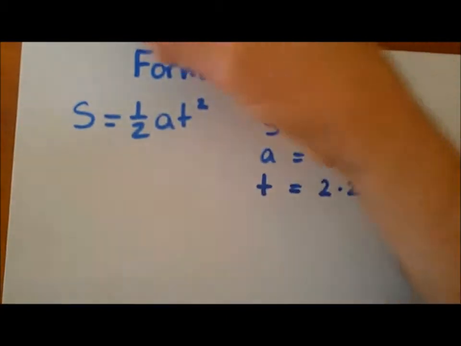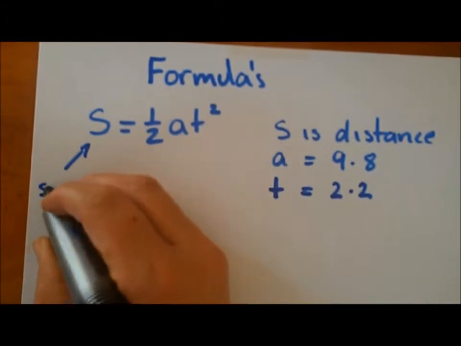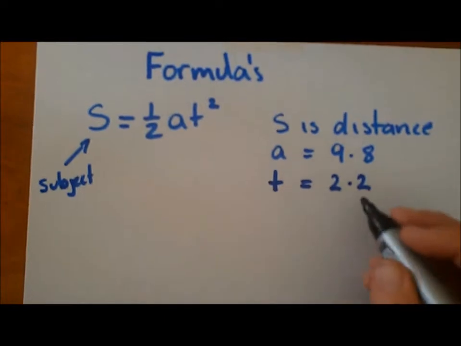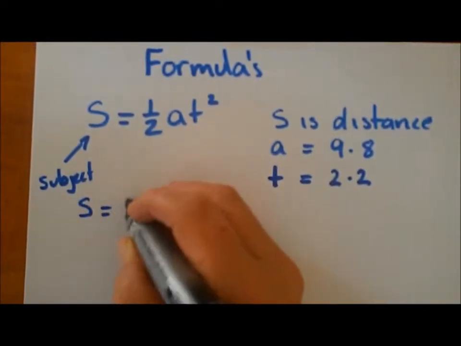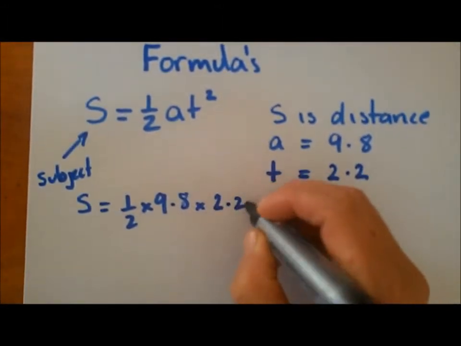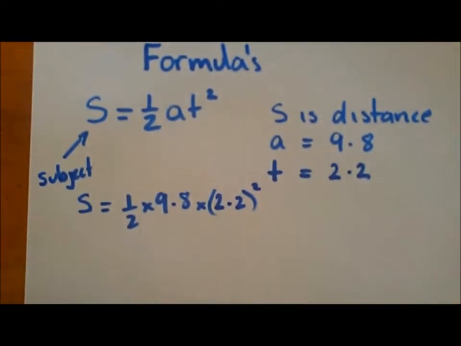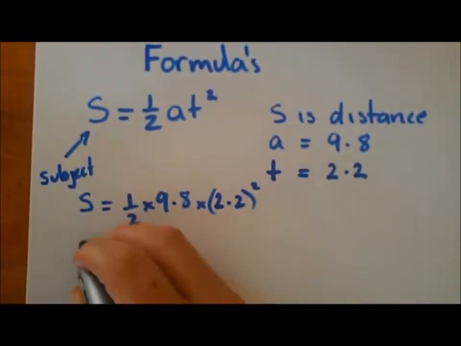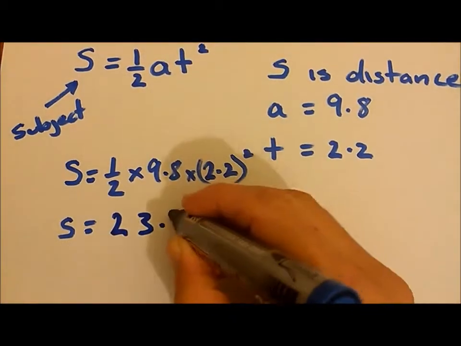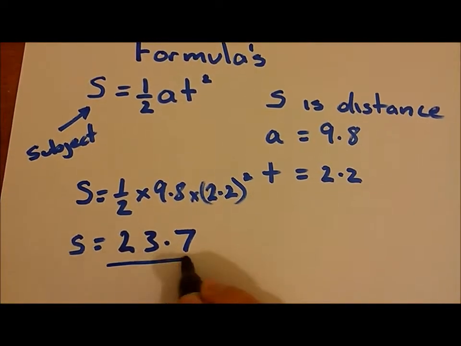Now this S here, whatever's at the start of the formula, is called the subject. So this is the subject of the formula, and that's what we want to calculate at the moment. It's just a matter of substituting the numbers in. So you get S is equal to 1/2 times 9.8 times 2.2, and that's squared. So we're just replacing the pronumerals with the numerical values we have for them. Jump to your calculator, pretty simple. S is equal to 23.7. So on my calculations, that is the height of the cliff above the sea.